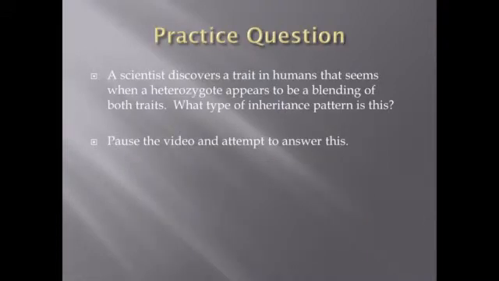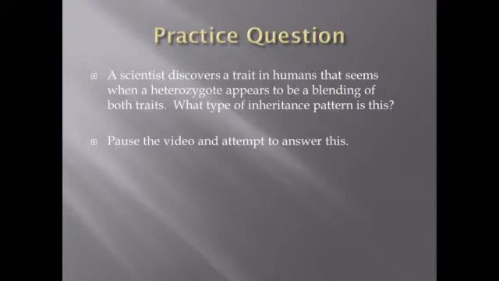So here's a quick little practice question. I want you to pause the video and attempt to answer it. A scientist discovers a trait in humans where it seems a heterozygote appears to be blending both traits. What type of inheritance pattern is this?